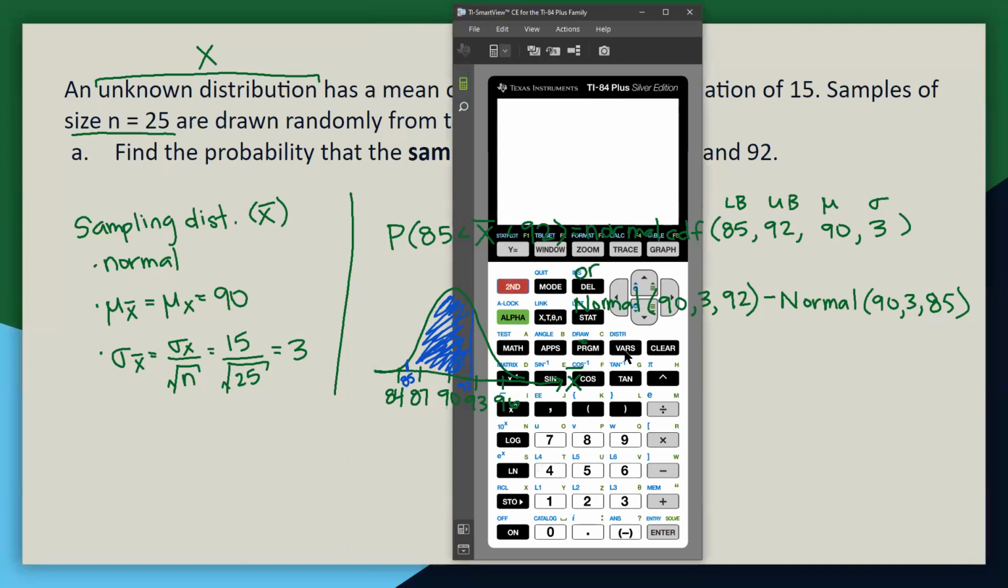So we're going to go second vars, normal CDF, and then I'm going to enter those 5 values. So 85, 92, 90, and 3. And we get .6997.